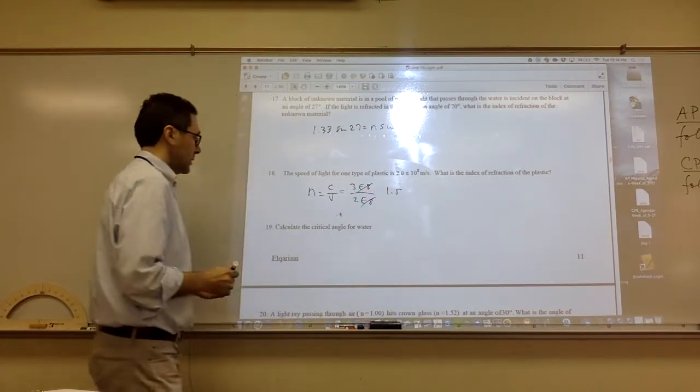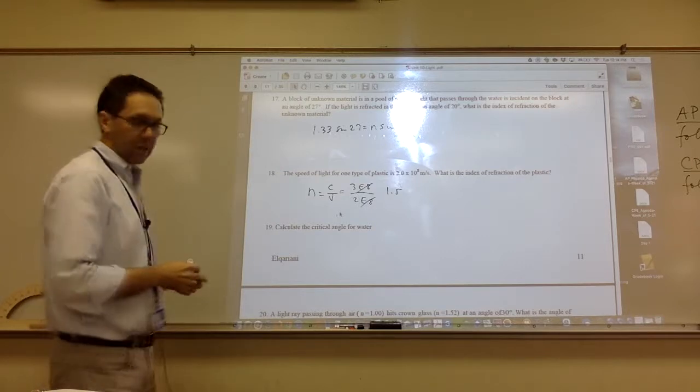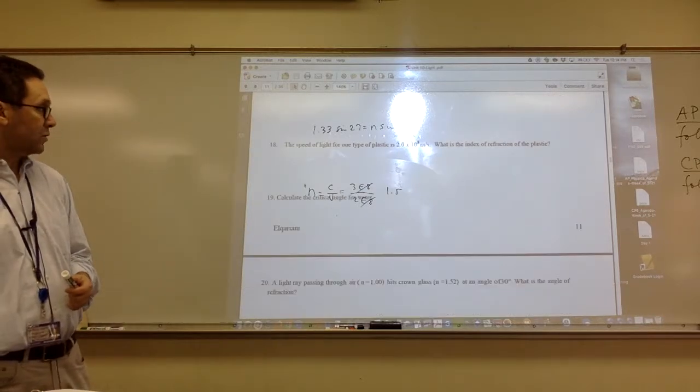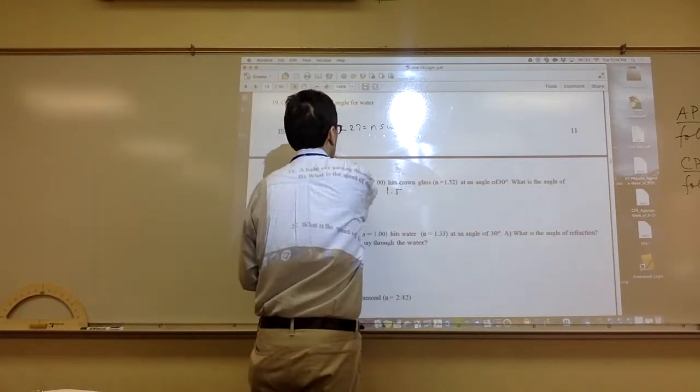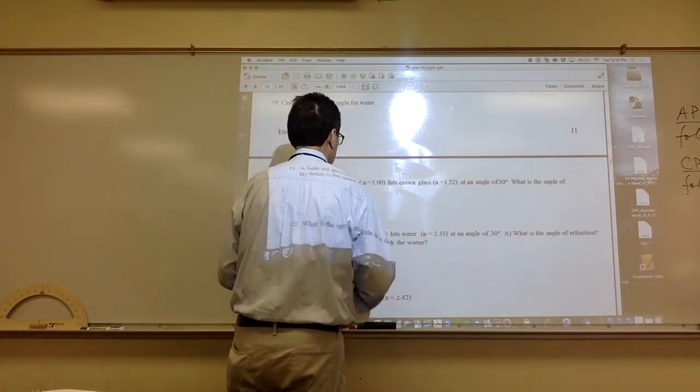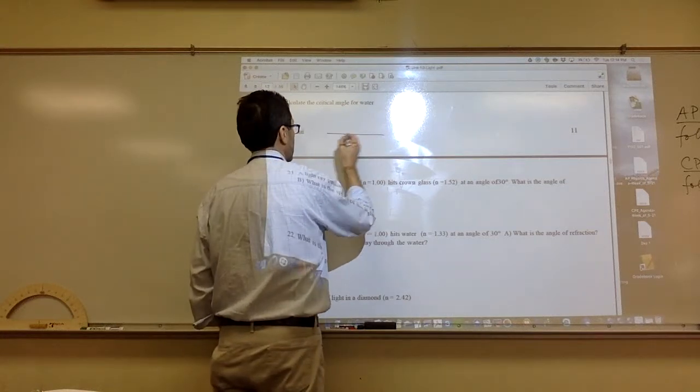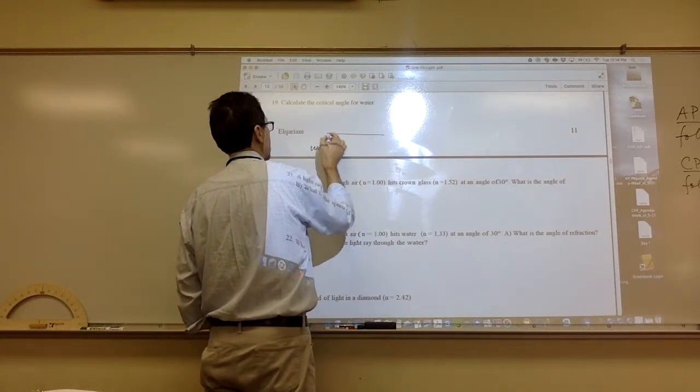No units. Calculate the critical angle for water. In order to do that, you're going from water to air. You cannot go from air to water and try to find the critical angle. It has to be from more dense to less dense. So here's water down here. Here's air.